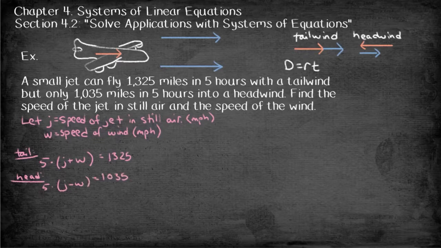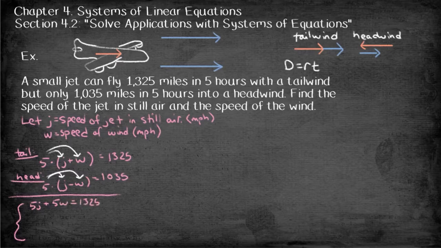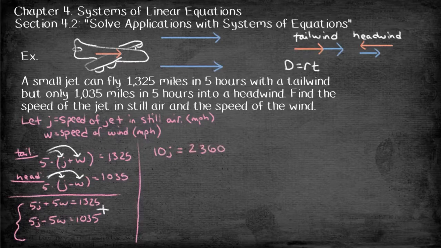So let's simplify those. And there's our system. Now, by the looks of things, this system is a prime candidate for solving by elimination, because the W coefficients are already opposites. So let's add the two equations together. So we get that 10J is equal to 2,360, or that J is equal to 236 miles per hour.